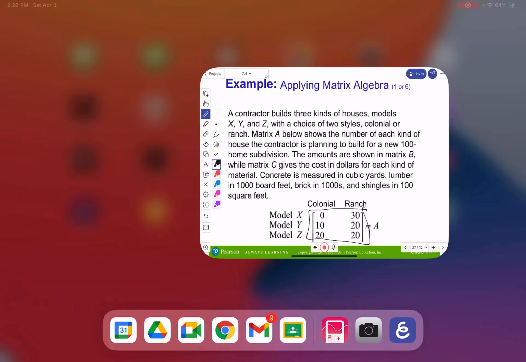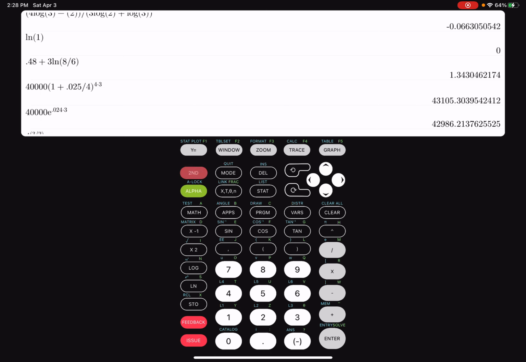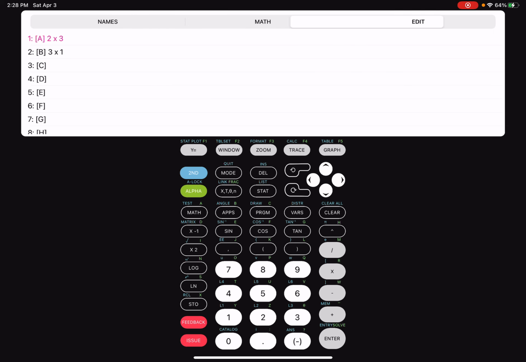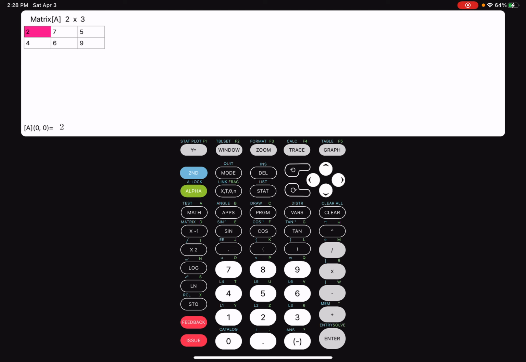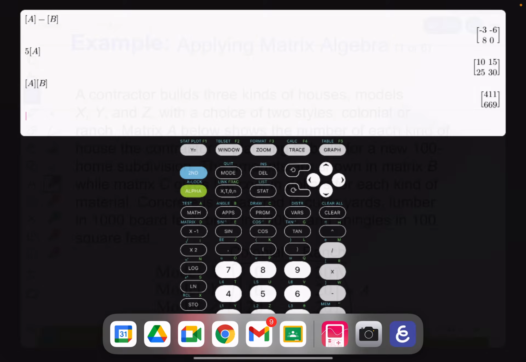0, 10, 20, 30, 20, 20. Second matrix. Name. It's going to be a 3. Nope, it was 3 by 2. So they were 0, 30, 10, 20, 20, 20. Okay, so that's our matrix A. Now we're going to go back.